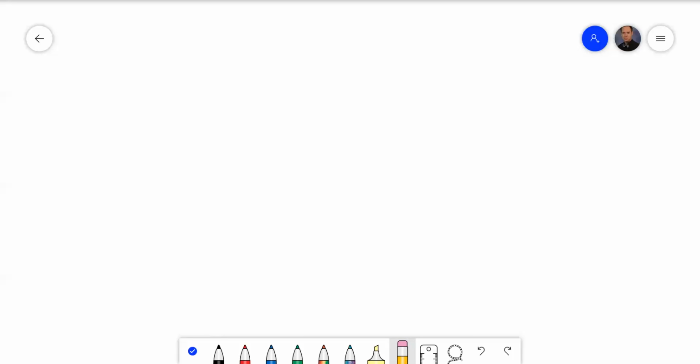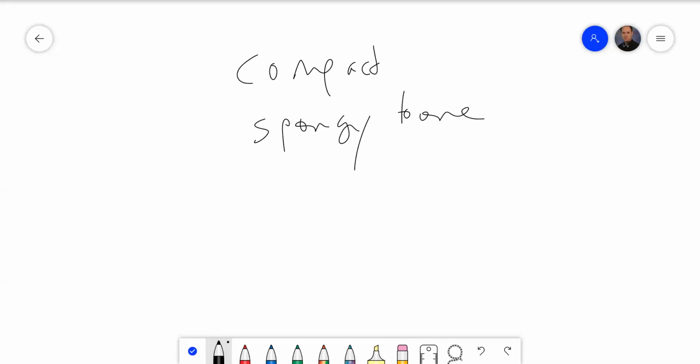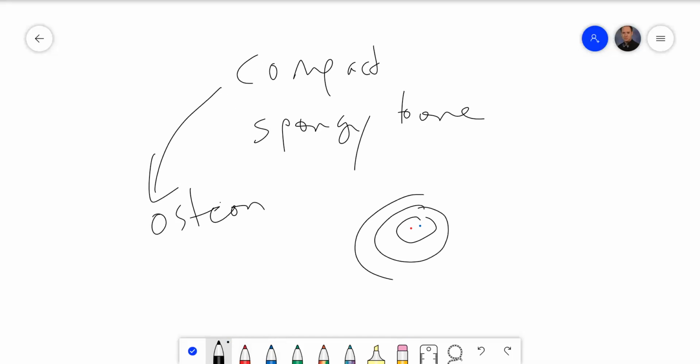The layout of bone. Compact bone versus spongy bone. And the structure here. You need to know that the unit of compact bone is the osteon. The osteon consists of a central canal with little blood vessels in it, surrounded by concentric lamellae, like so.